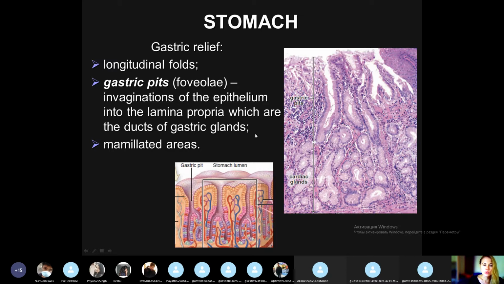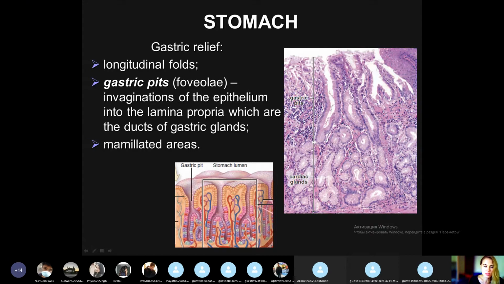So let's focus on the structural features of the stomach. We can see first of all the features of relief. If you remember, in the esophagus it was longitudinal folds. In case of the stomach, we also can find the same longitudinal folds. Except these, we can find gastric pits or alveoli. These are invaginations of the epithelium into lamina propria, and at the same time, these invaginations play a role of the ducts of the gastric glands.